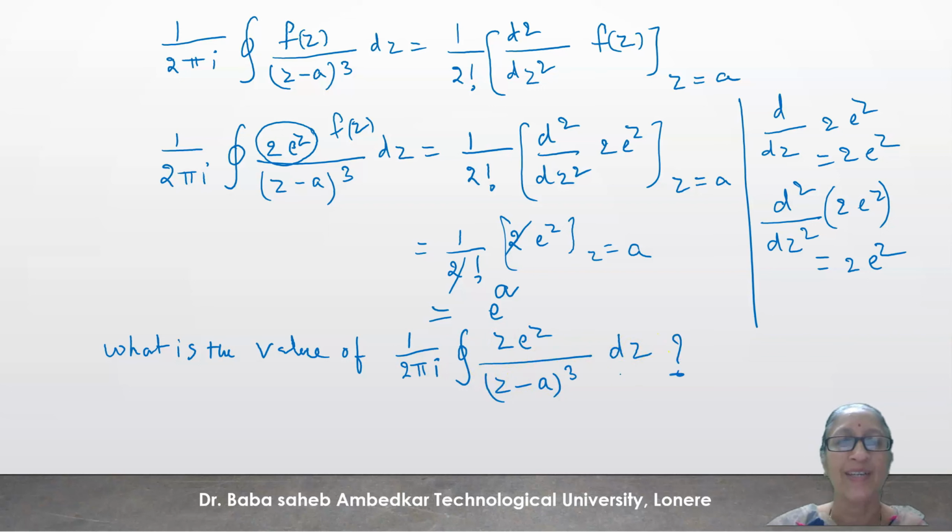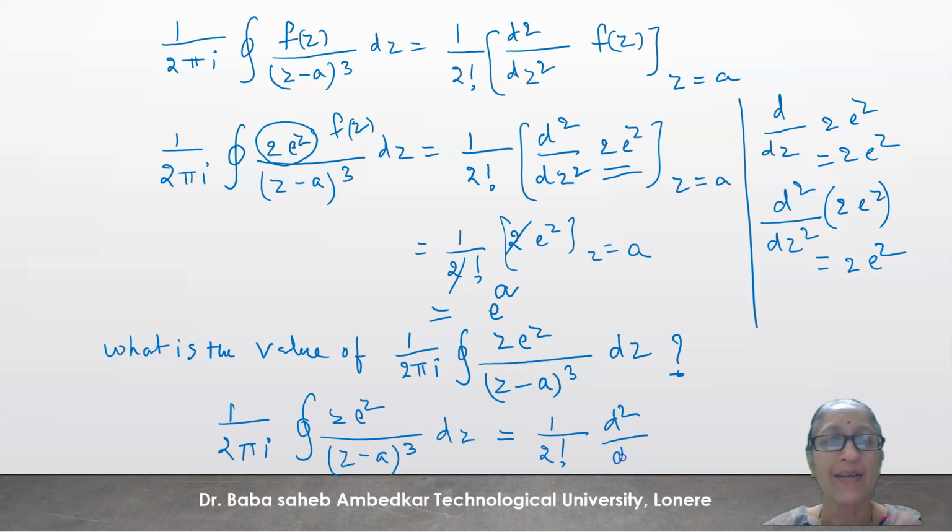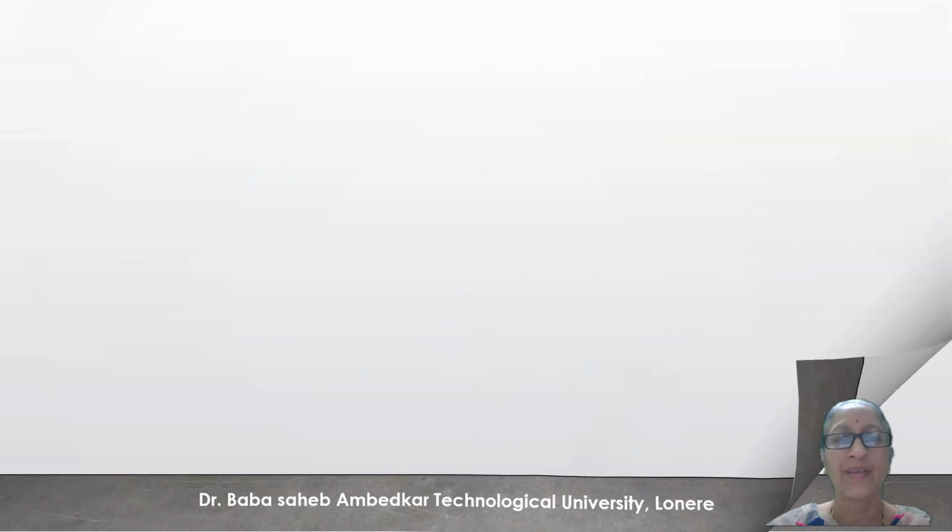What is its value? Here, in the place of f of z, instead of 2 e power z, we have to consider z e power z. So this is equal to 1 by 2 pi i, contour integral of z e power z by z minus a whole cube dz, equal to, according to this formula, 1 by 2 factorial into the second order derivative of z e power z at z equal to a. Then what do you get?